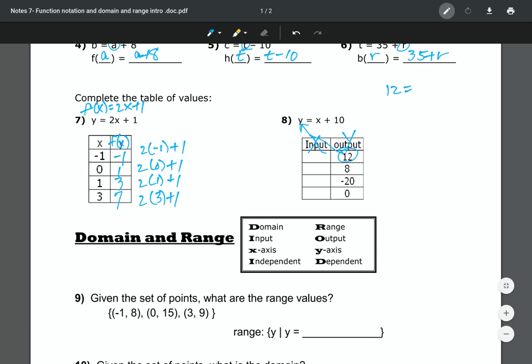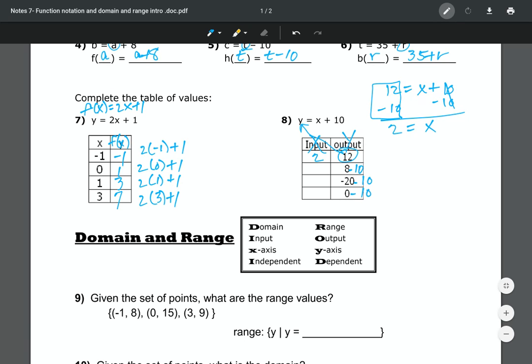So if we had 12 equals x plus 10, and we were going to solve for x, we would subtract 10 from both sides. So x is equal to 2. If we put a 2 here, 2 plus 10 gives us the 12. So basically, as a shortcut, what we can do with each one of these output values, just like we did up here, is subtract 10 from each one of these values.